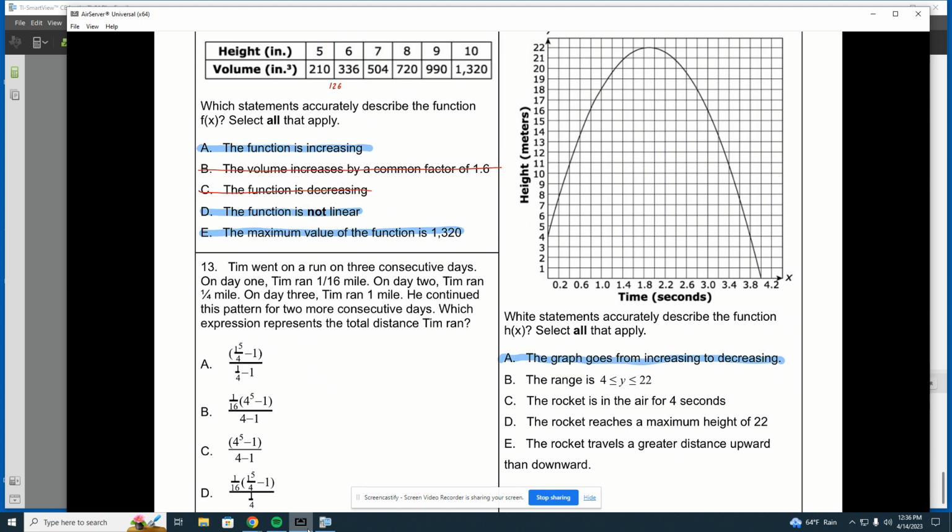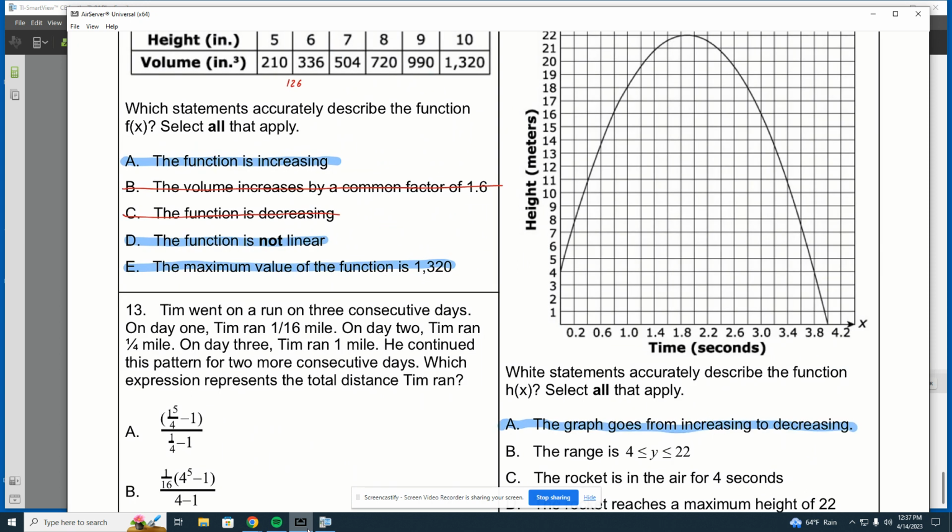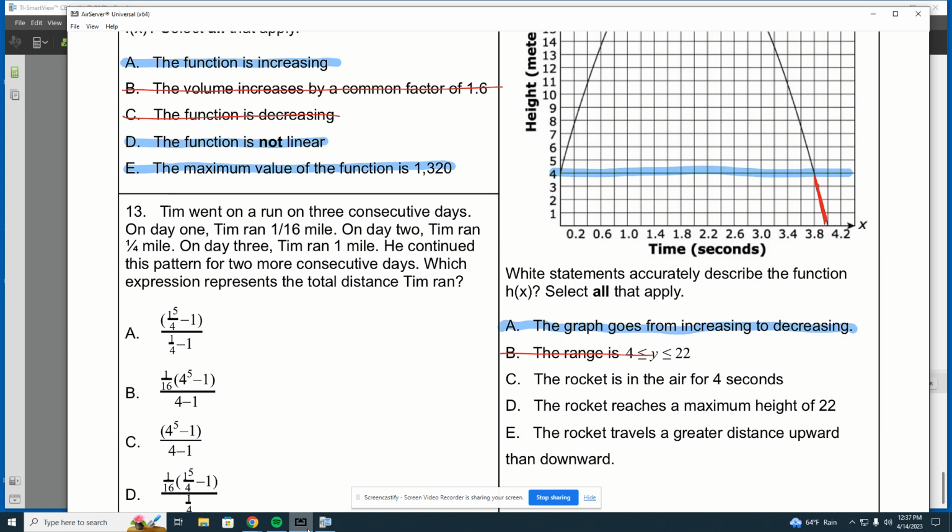B has gotten people in several of my classes. What does range mean? What can y equal? So this is saying that y can be from 4 to 22. Is that true? No. Why? Because it comes below 4, doesn't it? Technically, it goes all the way down to what? So my range, my y value, could be anything from 0 to 22. So B is not true. Let me erase that.